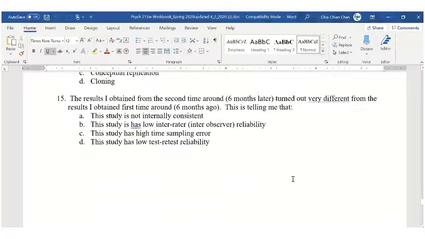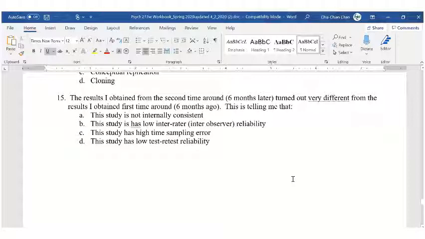Number 15. The results I obtained the second time around, 6 months later, turned out to be very different from the results I obtained the first time around. So what is this telling me? Is it telling you that this is not internally consistent? Or that it has low inter-rater reliability? Does it tell you that it has high time sampling error? Does it tell you there's low test-retest reliability? The correct answer is D. This study has low test-retest reliability.